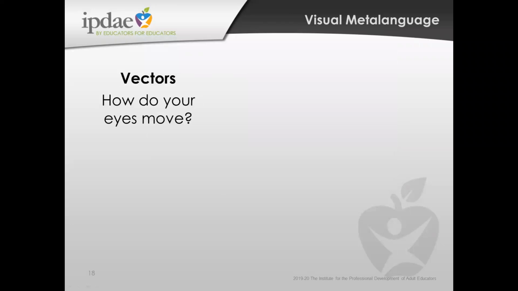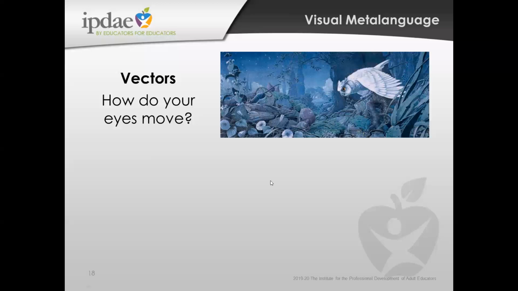Vectors, and this is how your eyes move. And I'm going to put up 3 pictures, and I want you to tell me how your eyes move as you look at this picture. Do they move left to right, right to left? Do they start in and work out? Do they go out and work in? Or does your eye get captured right in the center? So take a look at this one. Where does your eye move? Left, right, inward, outward, center?